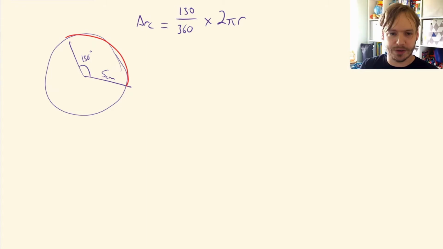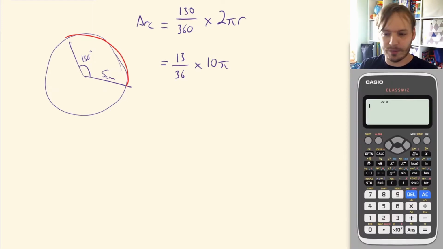Well, we can tidy that up a little bit. So 130 over 360, I can cancel a 10 out. And then r is 5, so this is just 10 pi. At this point, I'm just going to grab my calculator. So 13 out of 36 times by 10 pi. Oops, I've missed my times sign, haven't I? Let me try that again. Times by 10 pi. And we get 65 over 18 pi.